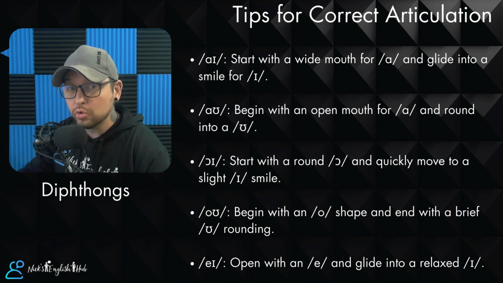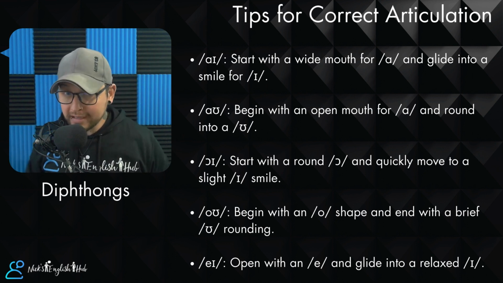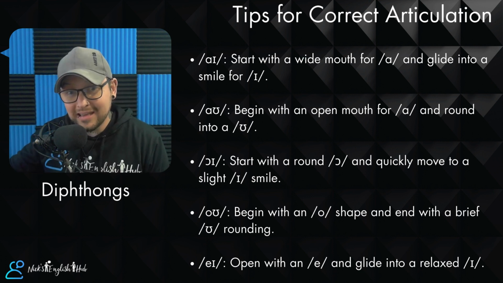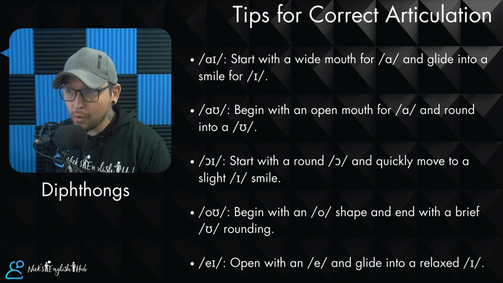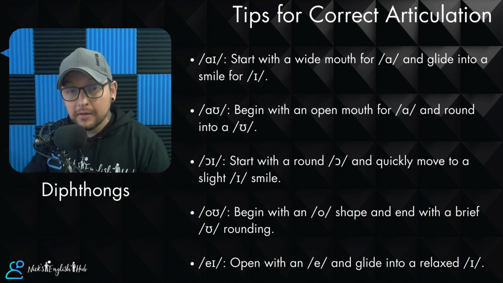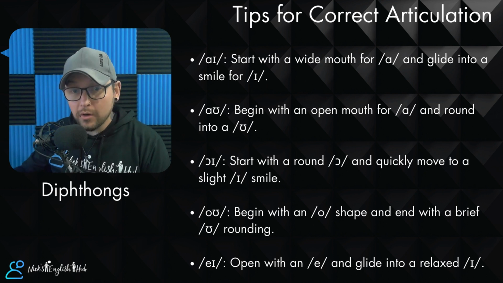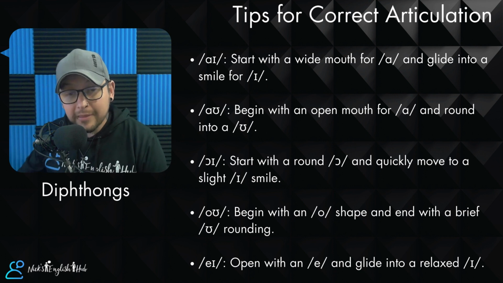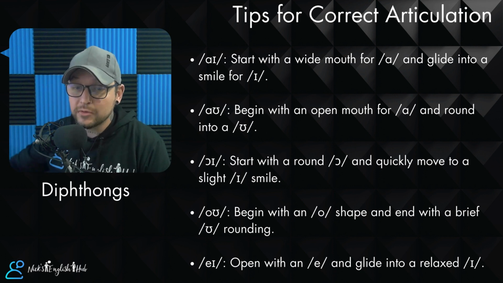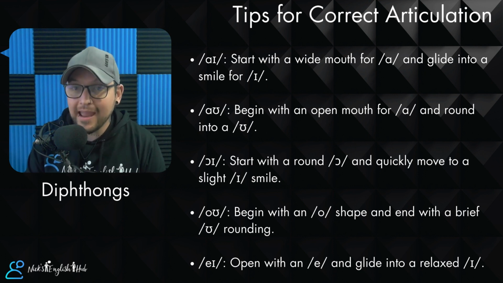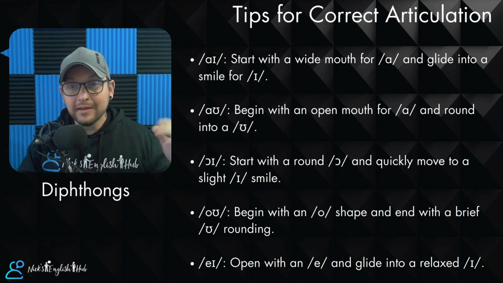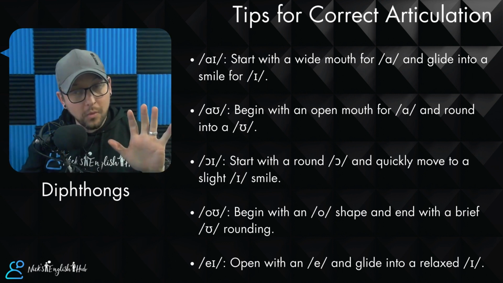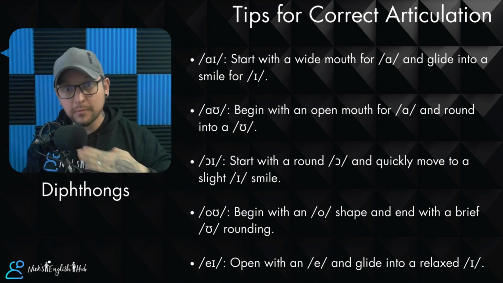Ow, ow, ow. For the oi sound, you're going to start with an o and quickly move to a slight e, which is a smiling. So oi, oi, oi. For the O, begin with an O shape and end with a brief oo. O, O, O. And for the A, open with an E and glide into a relaxed E. A, A, A. You have to feel how your mouth moves quite a bit when going from one sound to another. You have to transition from one sound to another.